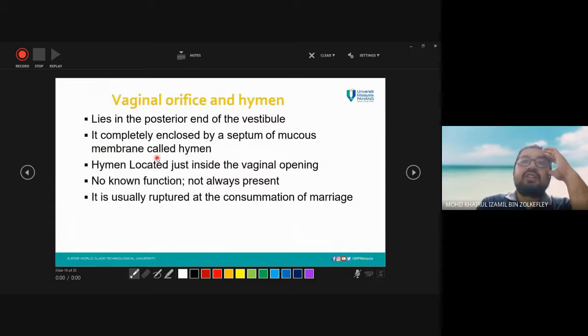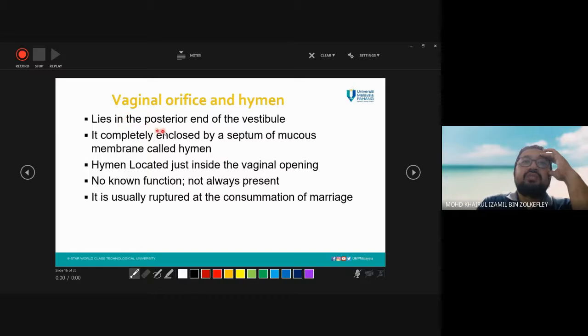So vagina, orifice and hymen, tempat masuknya tempat keluar bayi, dan juga kita kata during sexual intercourse, the sperm deposit lah, where the penis deposit and sperm then expel out and deposit there, and from there it will go through the vagina, cervix, uterus and go to fallopian tube to meet the oocyte for fertilization occur.